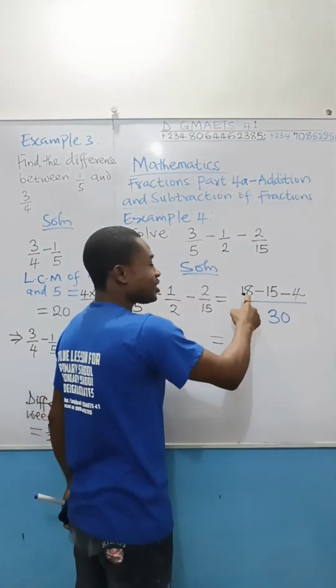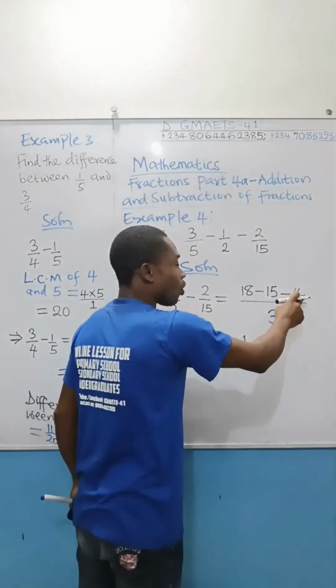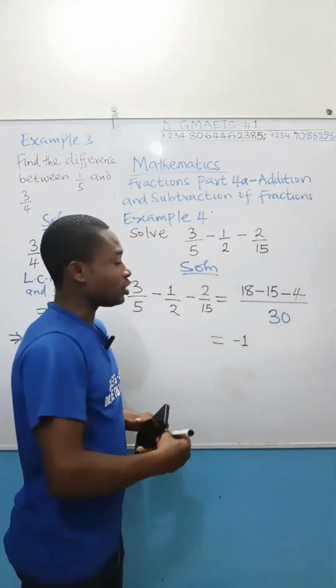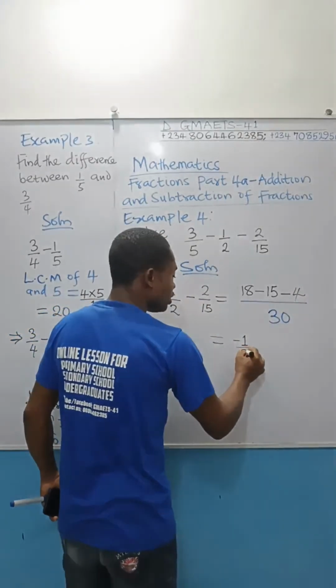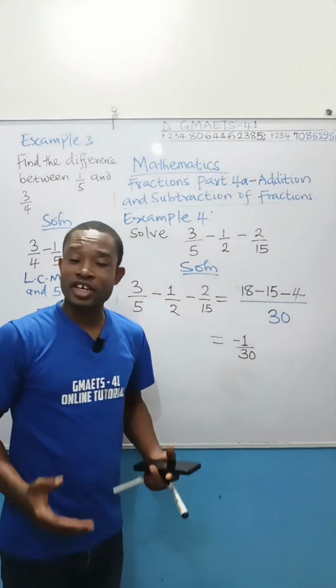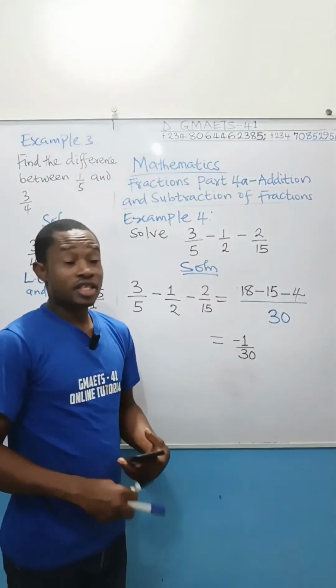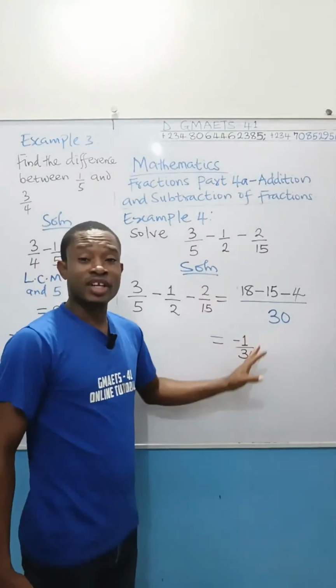Once again, 18 minus 15 is 3. 3 minus 4 is minus 1. Divide it by the denominator 30. Minus 1 over 30 is a proper fraction. Nothing can divide 1. Nothing can divide 30. As in, nothing can divide 1 and 30, so you leave it like that.